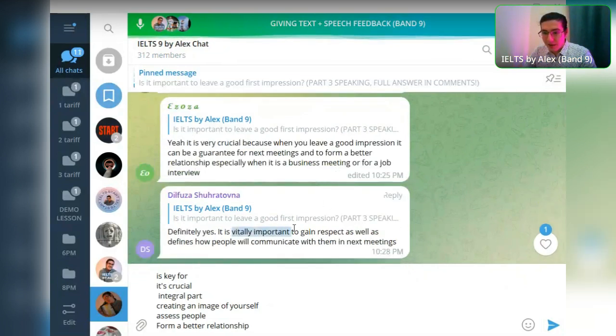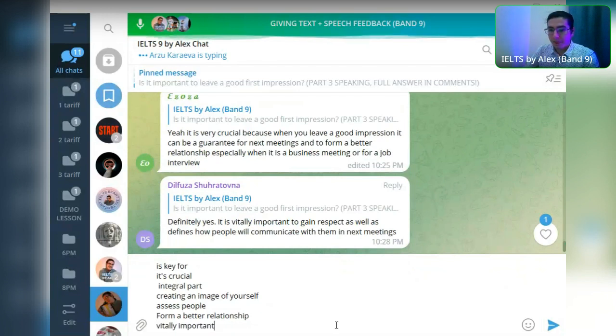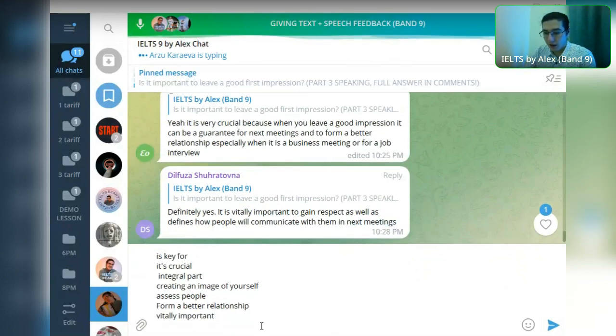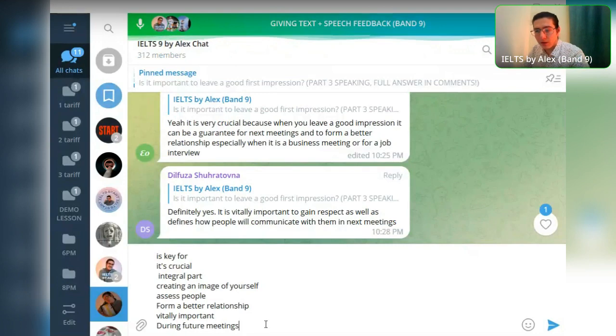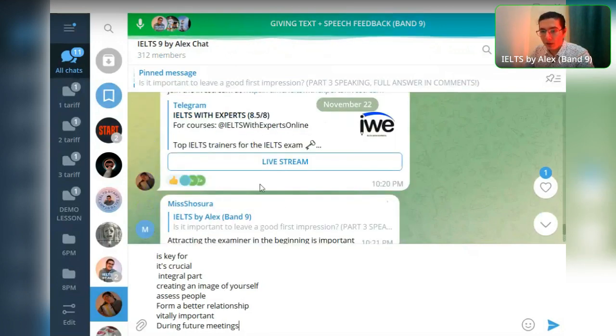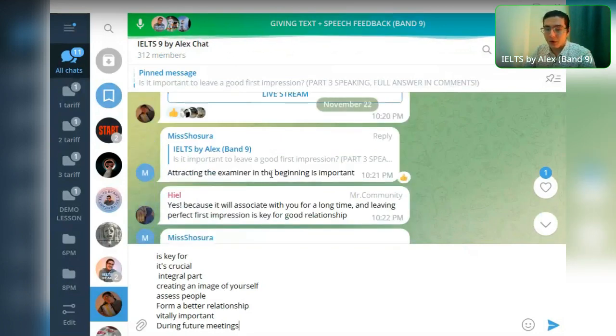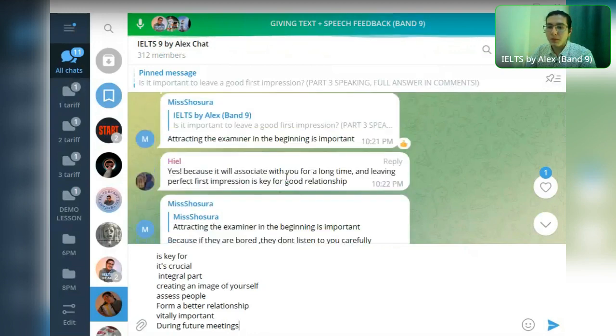Definitely, yes. It is vitally important to gain respect as well as defines how people will communicate with them in next meetings. I think a better way to say it would be in future meetings. During future meetings. This just sounds good. Future meetings sounds better than next meetings. Let me go over some of the other comments and let me give you some feedback in terms of grammar, because I think I haven't done that yet.